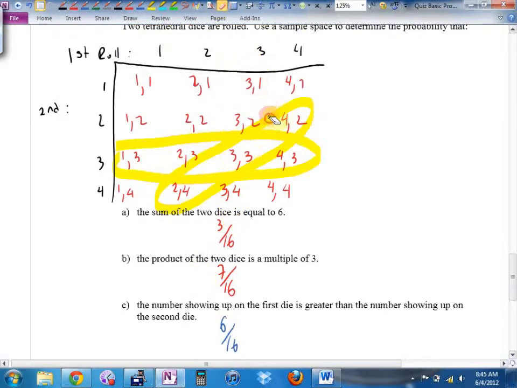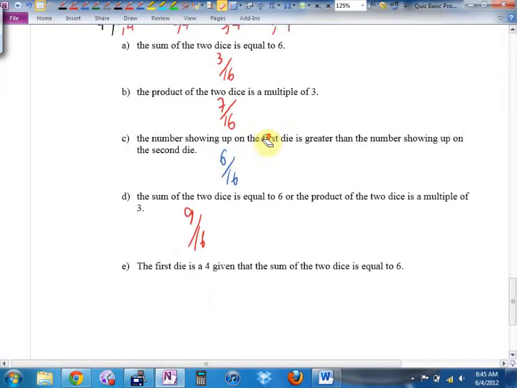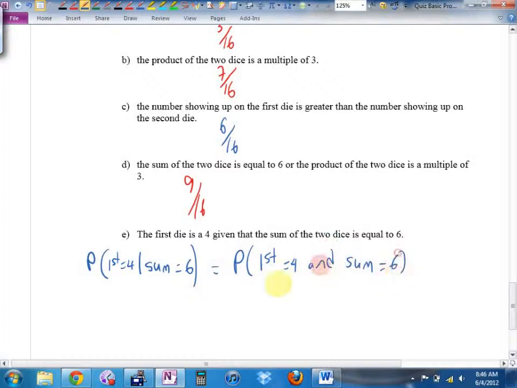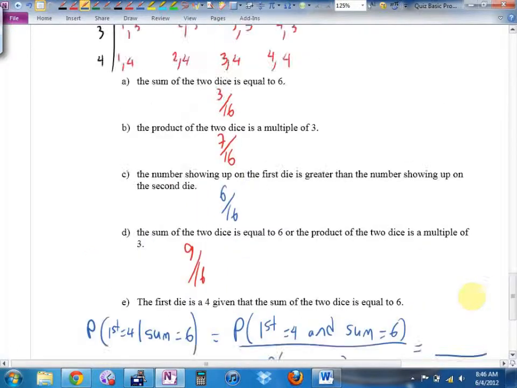And then, from last day, a conditional. The first die is 4, given that the sum of the 2 dice is equal to 6. Given that, which is going to be the probability of the first is a 4 and the sum equals 6 divided by the probability that the sum equals 6. I already did that, the sum equals 6. 3 out of 16.